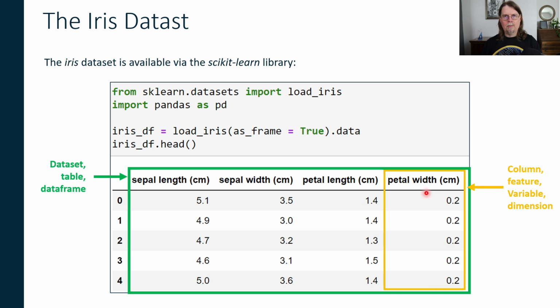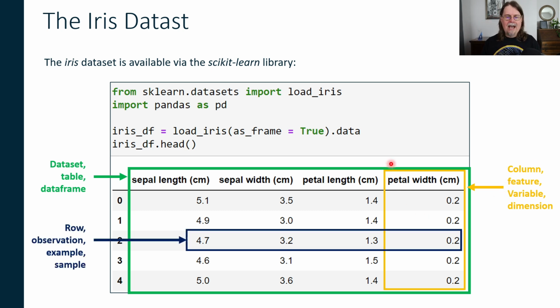This is known as a column, a feature, a variable, a dimension. I think I've actually used all of those terms already in this crash course, so they're all the same. And then along the horizontal, we have our row or observation, our example, or our sample. These all mean the same thing. It's an item of interest.